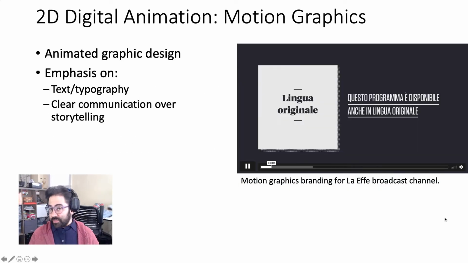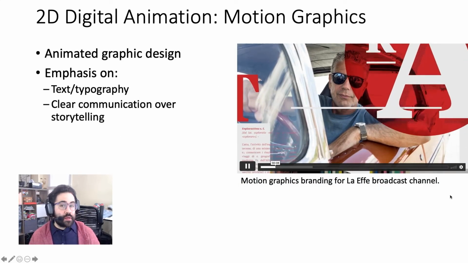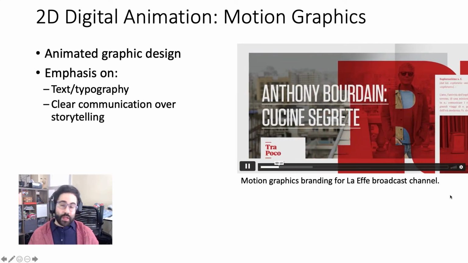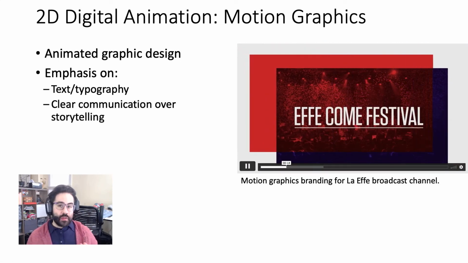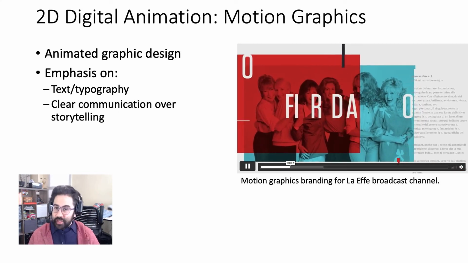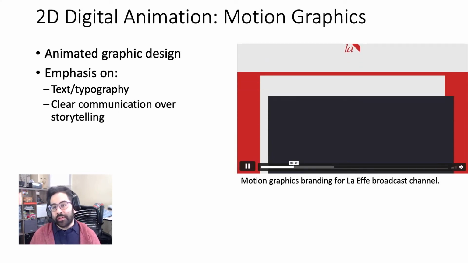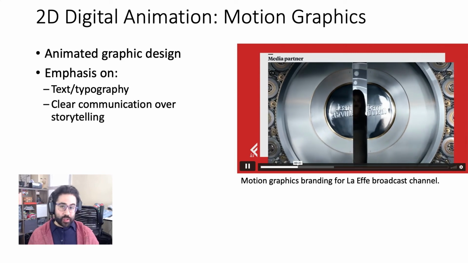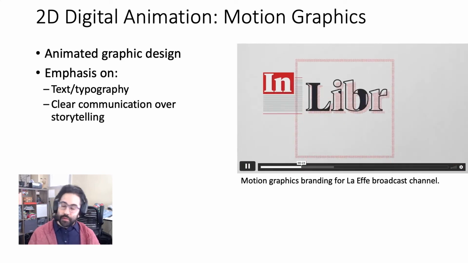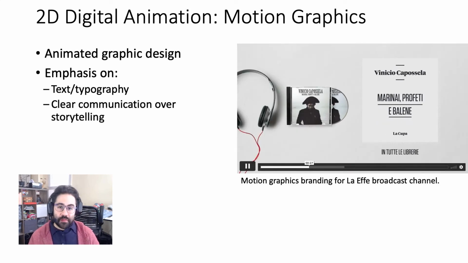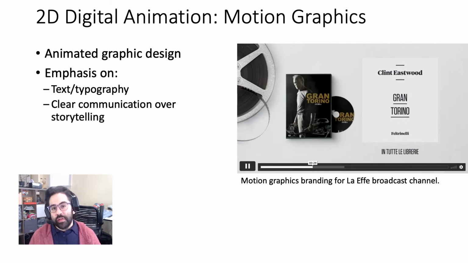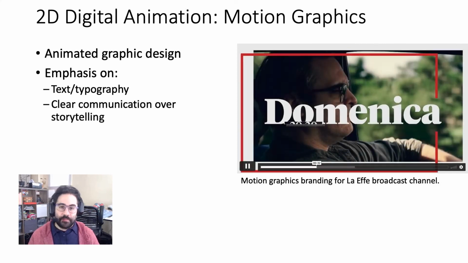Now, a special subtype of 2D digital animation is called motion graphics. We can think of motion graphics essentially as animated graphic design. So these are animations with a special emphasis on text and typography, and a prioritization of clear communication over fictional storytelling. So we can see some examples of motion graphics here in the branding for the French broadcast channel La F.